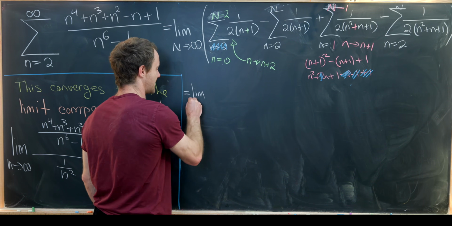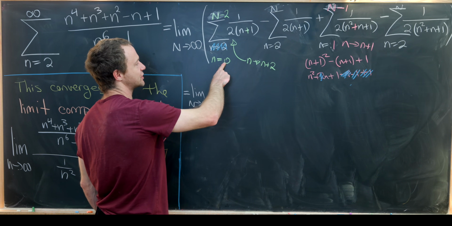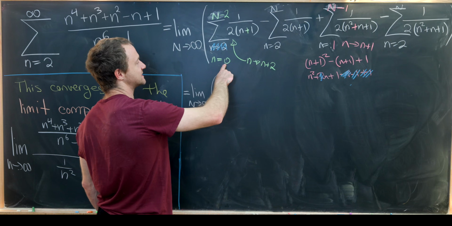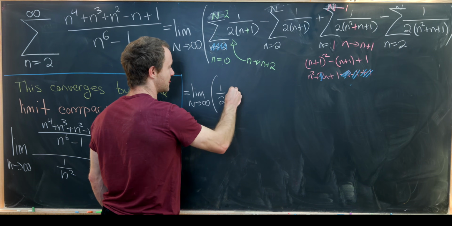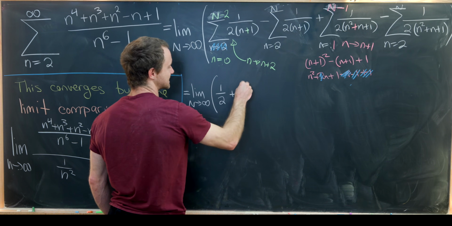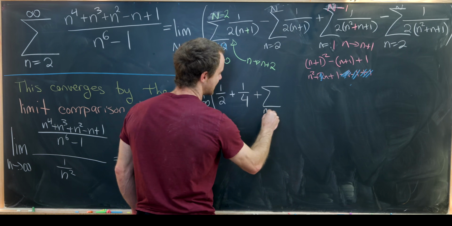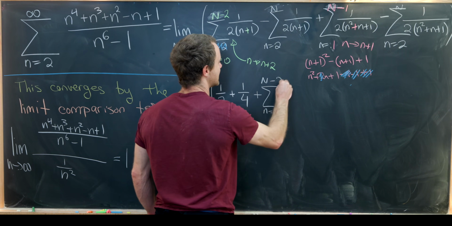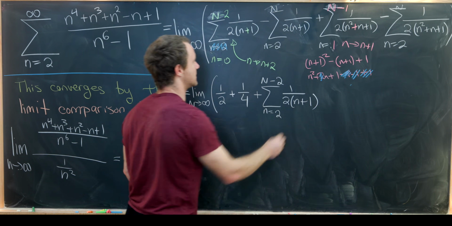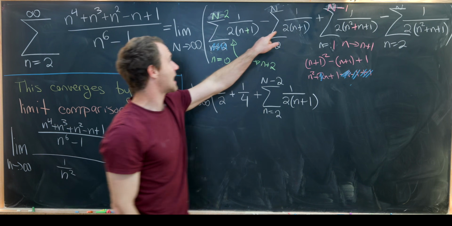So we've got this limit as n approaches infinity of, I'll take out the first two terms here, so that'll be the 0th term and the first term. Let's notice the 0th term is a half. The first term is 1 over 2 times 2, so that's going to be a quarter. And then we'll have left over the sum as n goes from 2 up to capital N minus 2 of 1 over 2 times (n plus 1). So that's all from this first bit. Okay, nice. Now let's see what we have here.